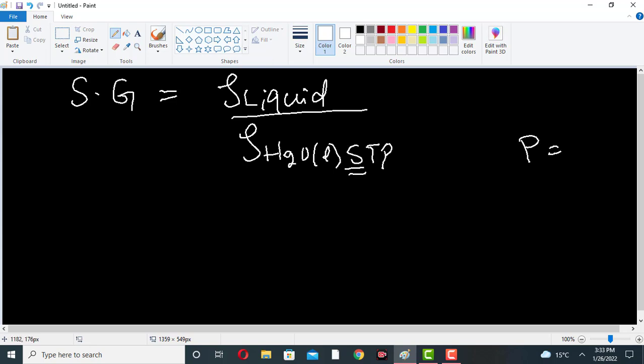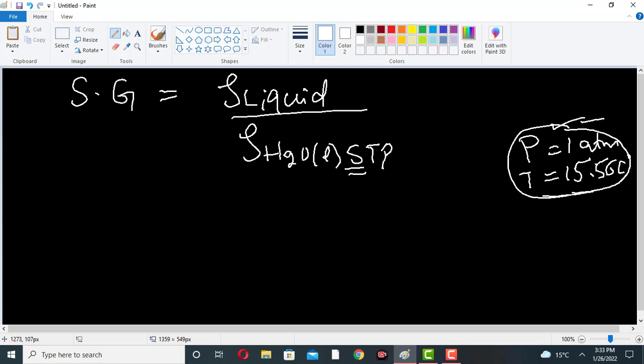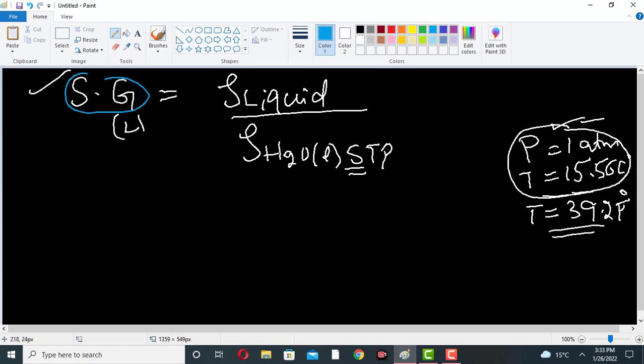The standard pressure is 1 atm or 1 bar, and the standard temperature usually used by engineers is 15.56 degrees centigrade. Physicists use 39.2 degrees Fahrenheit as the standard temperature to determine the specific gravity of the liquid. So the specific gravity of the liquid is nothing but the density of the liquid divided by the density of liquid water.